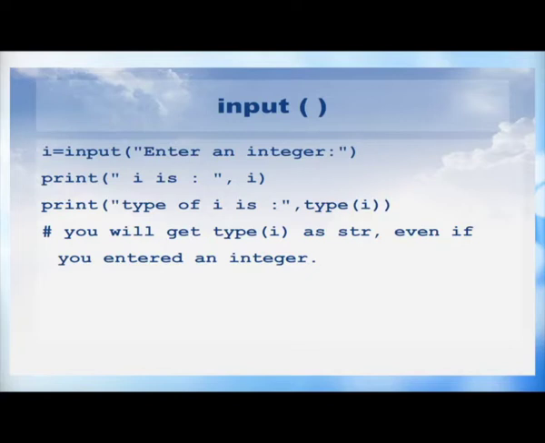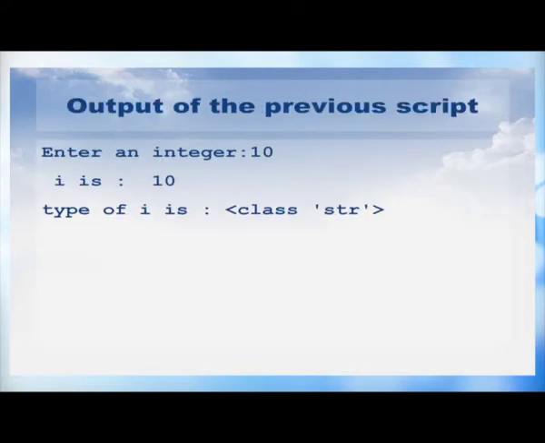The user will enter an integer, say for example 10, and the 10 is again displayed on the screen, and we have used type function to find what is the type of i. Even though we have entered the integer, the type will return only the string, because by nature input will accept the user input only as a string. As I told you, even though I have entered integer, I am getting the type of i as string only.